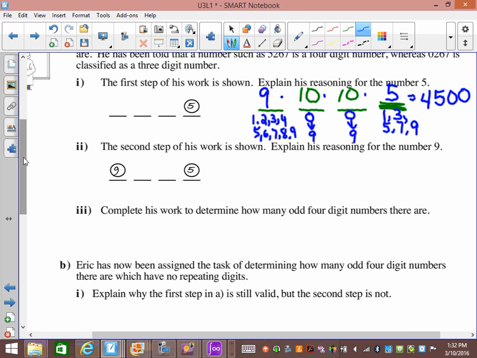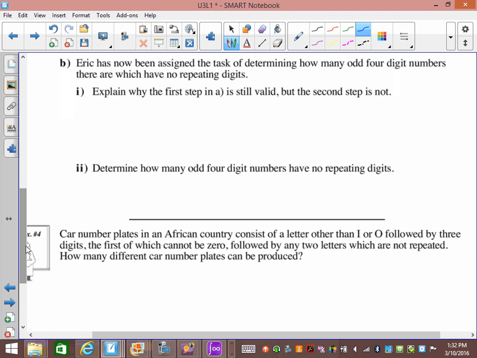Now here's the change. B. Eric has now been assigned the task of determining how many odd four-digit numbers, same thing, that have no repeating digits. So now we can't repeat. Okay? So let's watch. 1, 2, 3, 4. So we still have the same options. 1, 3, 5, 7, 9 for the back, right? We still do our restrictions first. So I have 5 options.